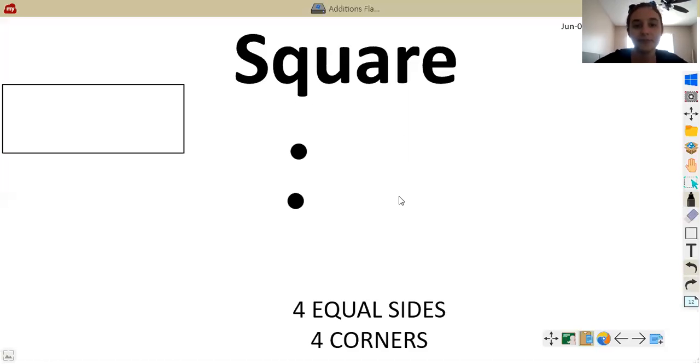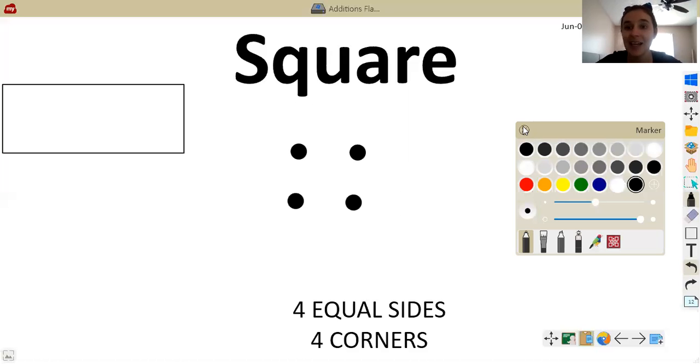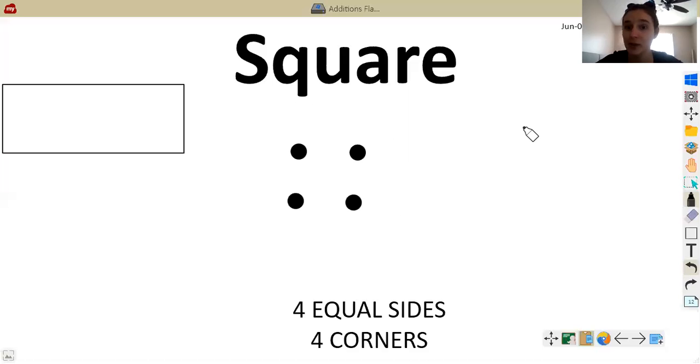So let's go ahead and make it even. Then I told you after you were done drawing your corners to connect your corners using straight lines. So there is my square. So a square has 4 equal sides and 4 corners.